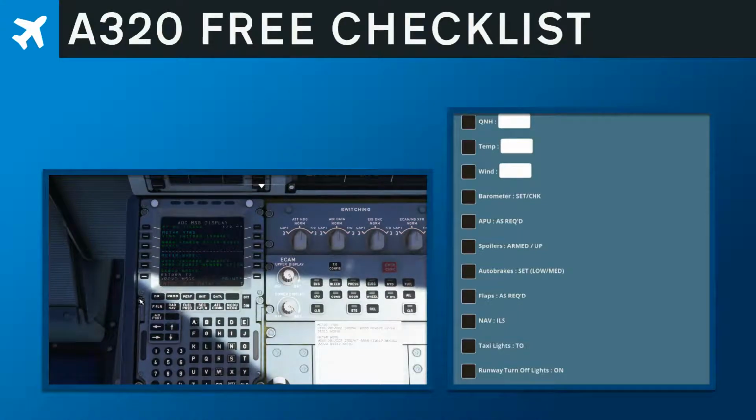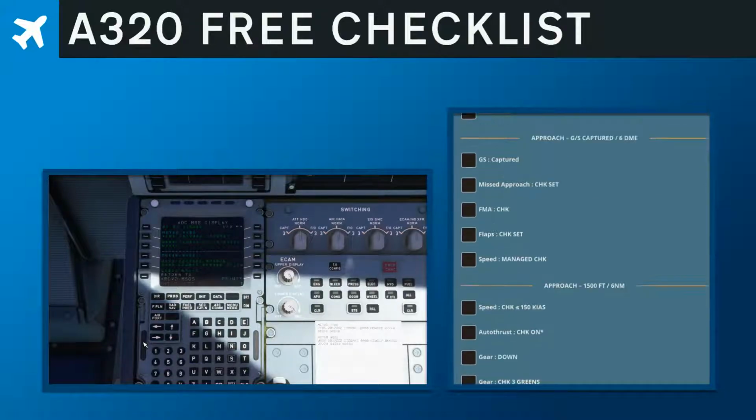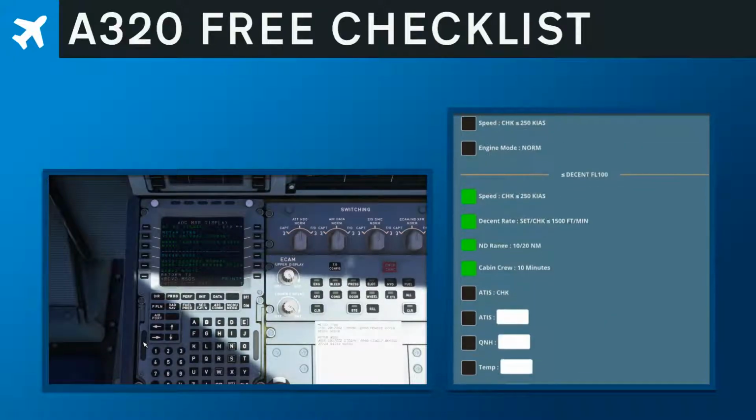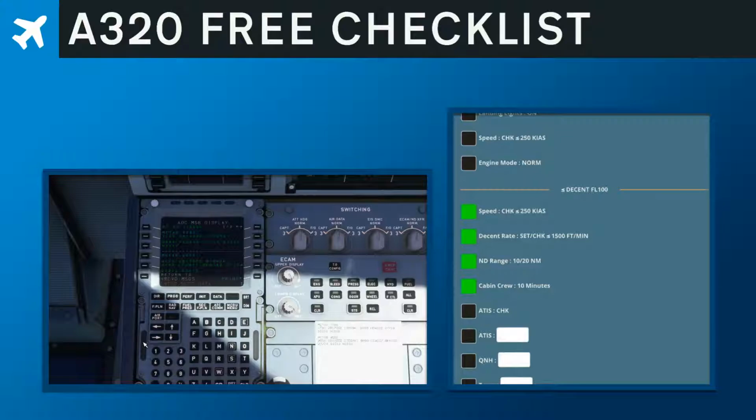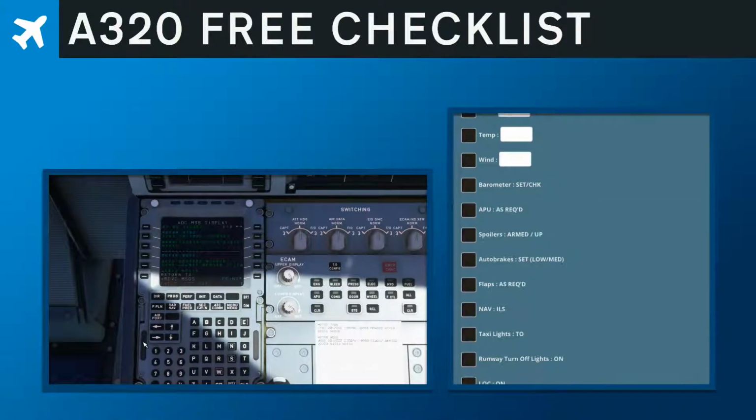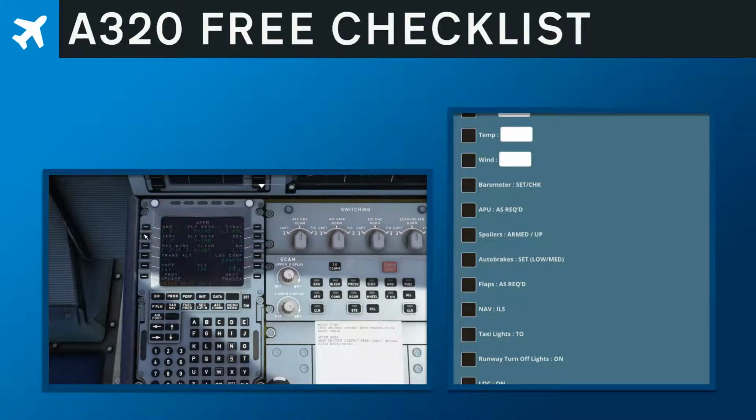Okay, so what we now need to do is to go to performance, next phase. So we need to set the QNH, which is going to be, to make sure that you're getting the right one, so it's the bottom, 1012.